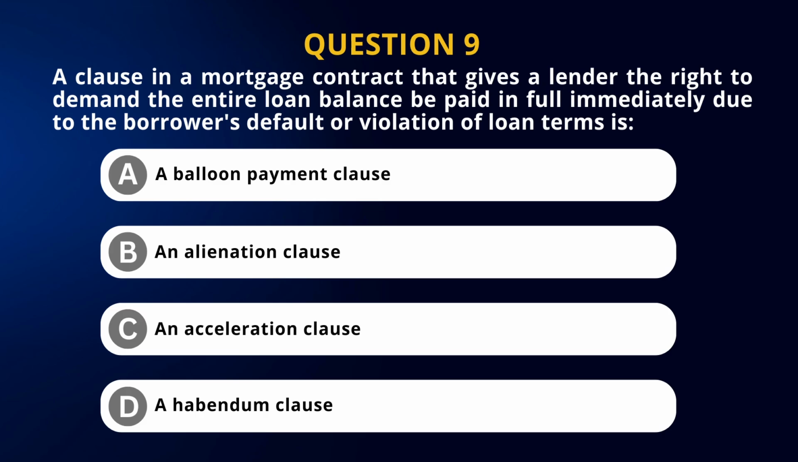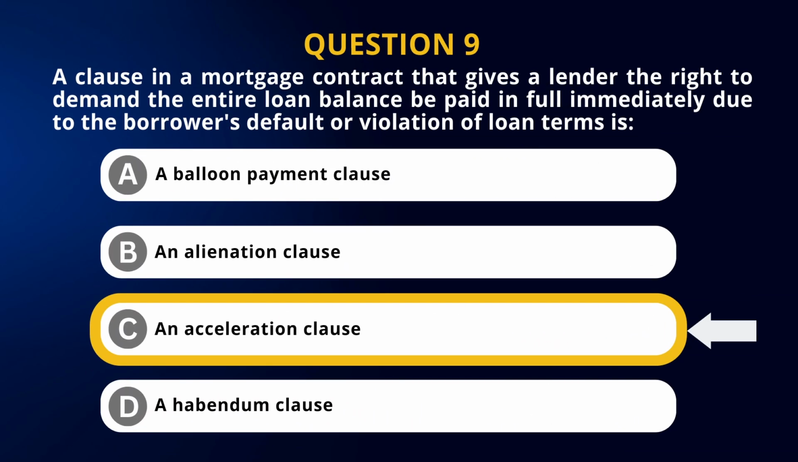Question number 9. A clause in a mortgage contract that gives a lender the right to demand the entire loan balance to be paid in full immediately due to the borrower's default or violation of loan terms is letter A, a balloon payment clause. Letter B, an alienation clause. Letter C, an acceleration clause. Letter D, a habendum clause. And the answer is letter C, an acceleration clause.